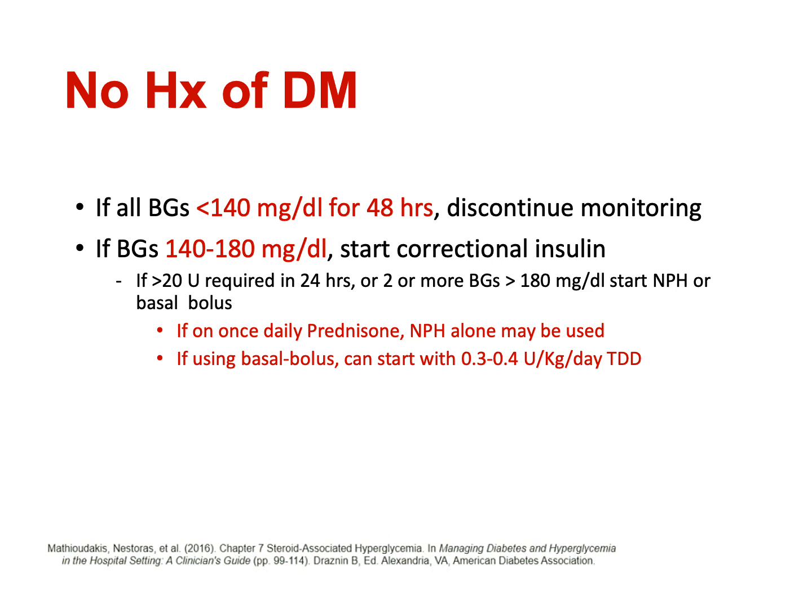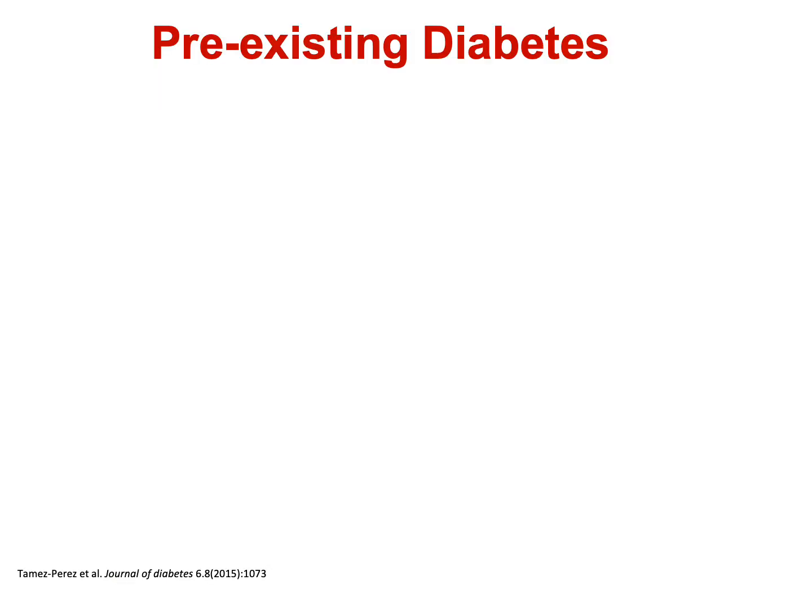If once daily prednisone, the recommendation is to use NPH alone. Okay, if using basal bolus, can start with 0.3 to 0.4 units per kilogram per day as a total daily dose.